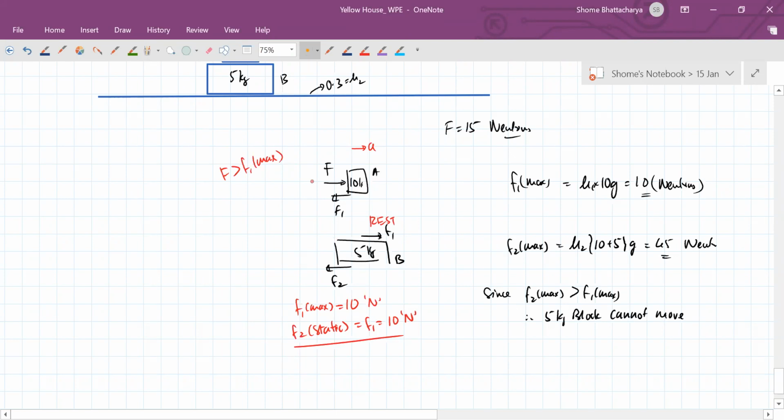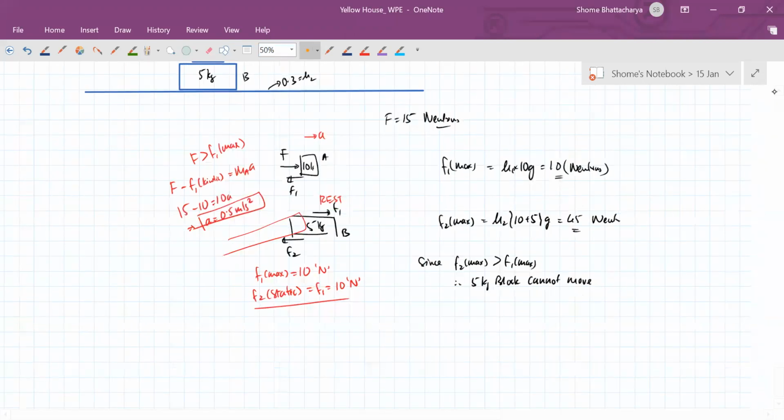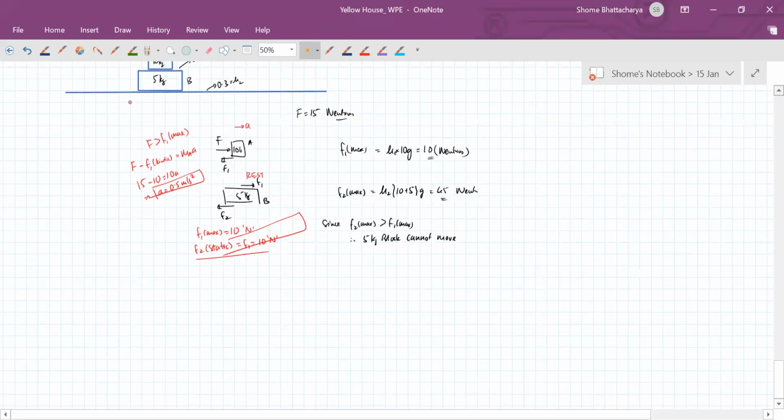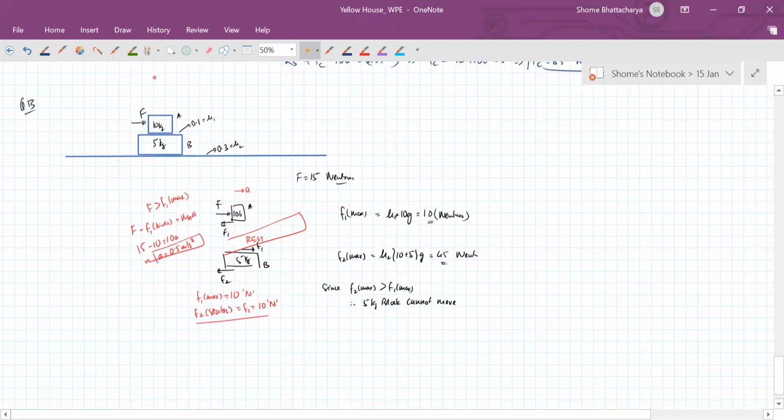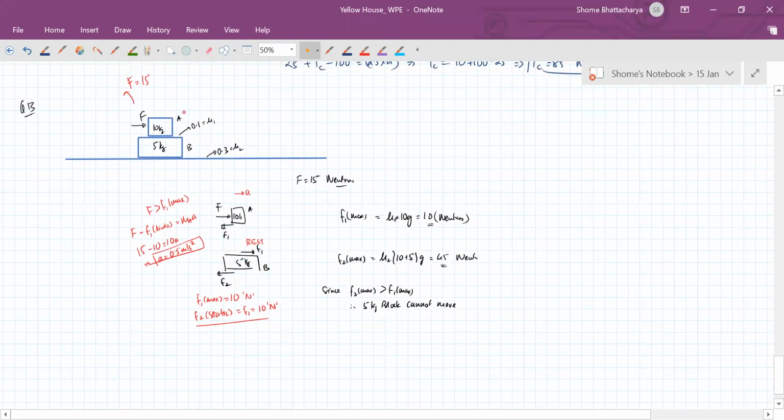And this acceleration will become: F minus F1 kinetic friction is equal to mass into acceleration. So 15 minus 10 equals 10a. So this acceleration will become 0.5. So now we know what's going to happen when we apply the force of 15 newtons. Block A will start moving at 0.5 meters per second squared, but B will remain at rest.